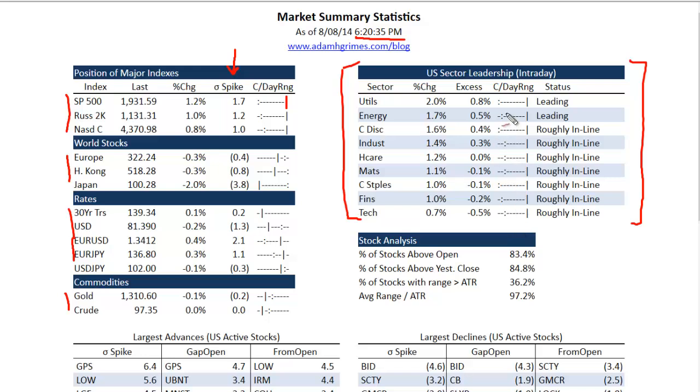So you can see that most of these indexes opened on their lows and traded up to their high. Excess return is simply the change for the index minus the change of the S&P 500. So it shows how much excess the index is over or under the S&P 500. And keep in mind, all of these numbers are rounded, so you may see some math that looks a little bit strange, but it's just rounding.